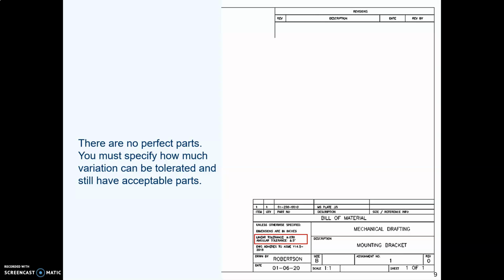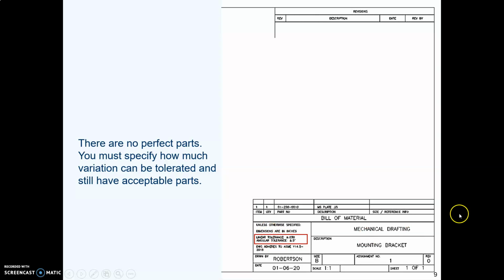Then, a big idea in mechanical drafting is this: there are no perfect parts. And I hate to break that to you. If you didn't know it before, you will know it by the time we are done with this class. You can have really precise parts with really good tolerances and smooth machine surfaces, but it is impossible to make a perfect part. And so, the ASME standard says we must specify how much variation we can tolerate.